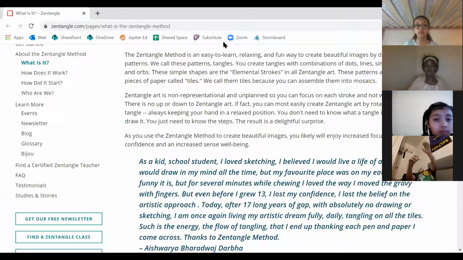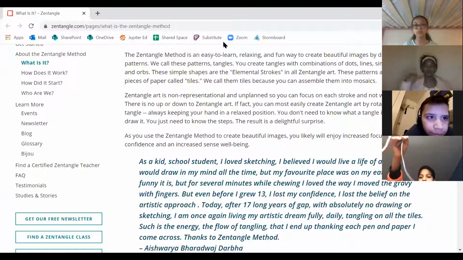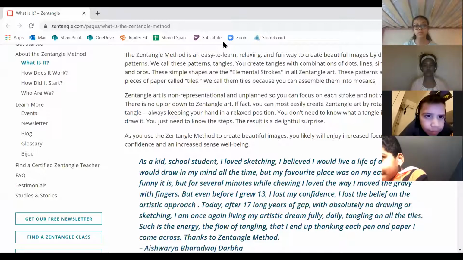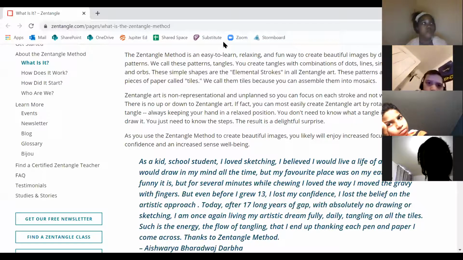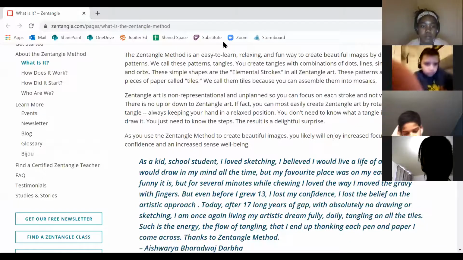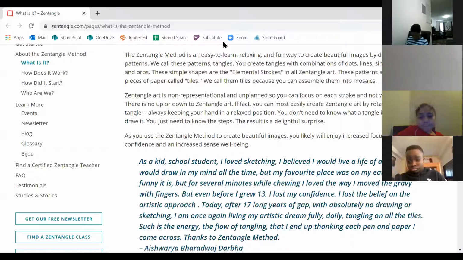The Zentangle method is an easy to learn, relaxing, and fun way to create beautiful images by drawing structured patterns. We call these patterns tangles. You create tangles with combinations of dots, lines, simple curves, S-curves, and orbs. These simple shapes are the elemental strokes in all Zentangle art. These patterns are drawn on small pieces of paper called tiles. We call them tiles because you can assemble them into mosaic.